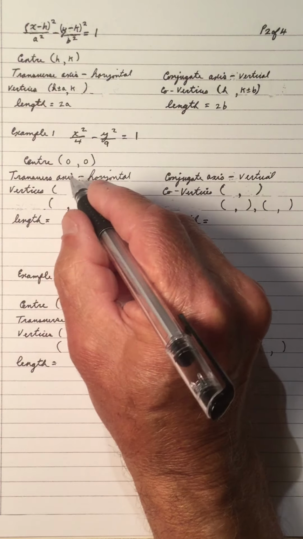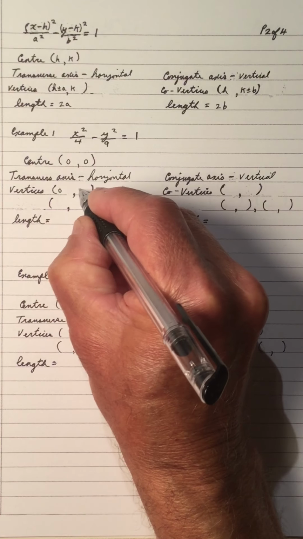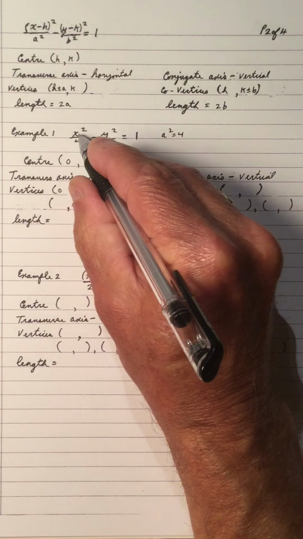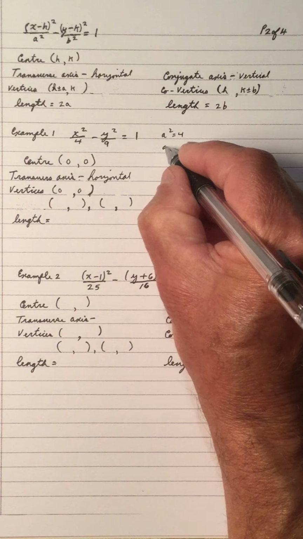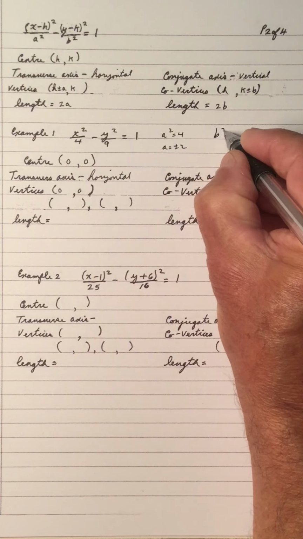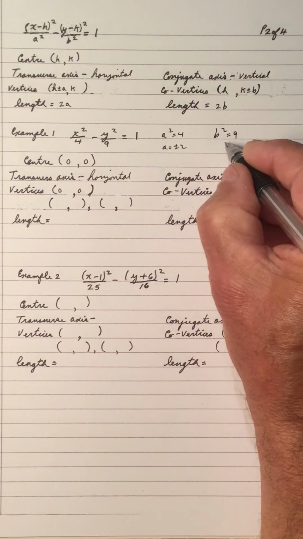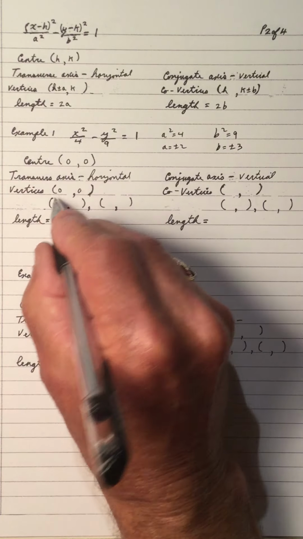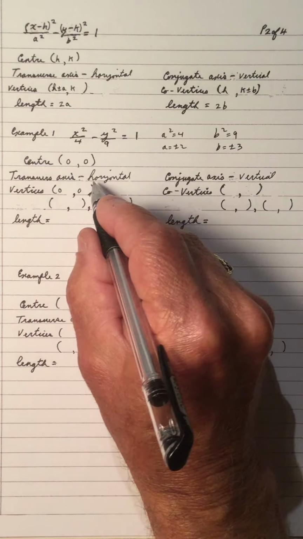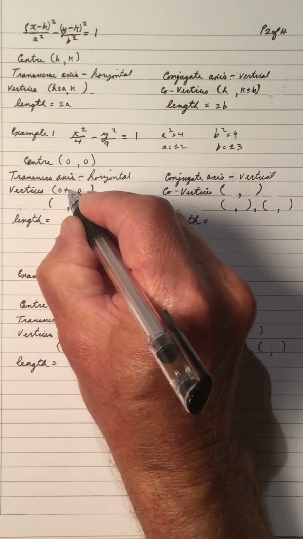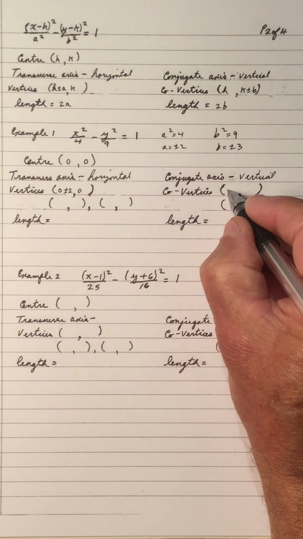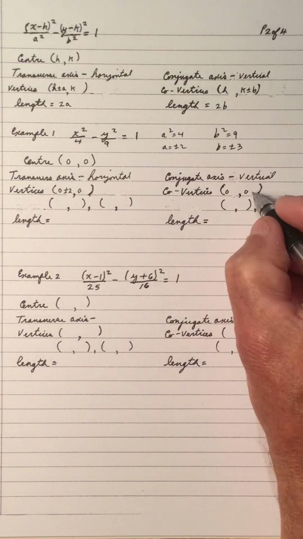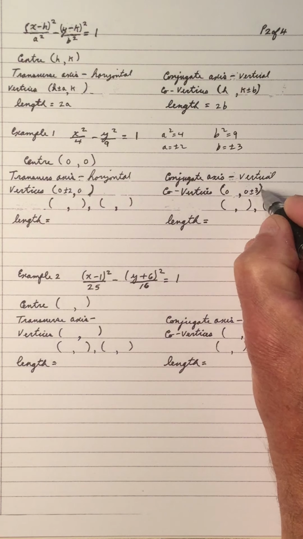And the vertices are, we have a 0 and a 0. And because it's horizontal, I've got to work out what a is. A squared is 4. A squared is below the x squared. So a is plus or minus 2. B squared is 9. B squared is right here. And b is plus or minus 3. So what we have is 0, 0. But because it's horizontal, the values of a are added to the x. And because we have a 0, 0 center, the co-vertices are the values of b added to the y value.